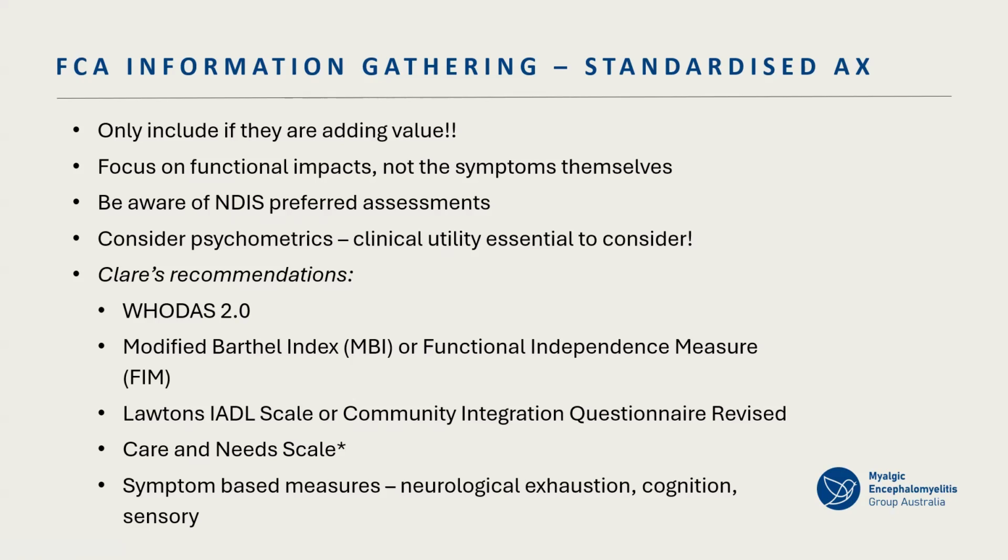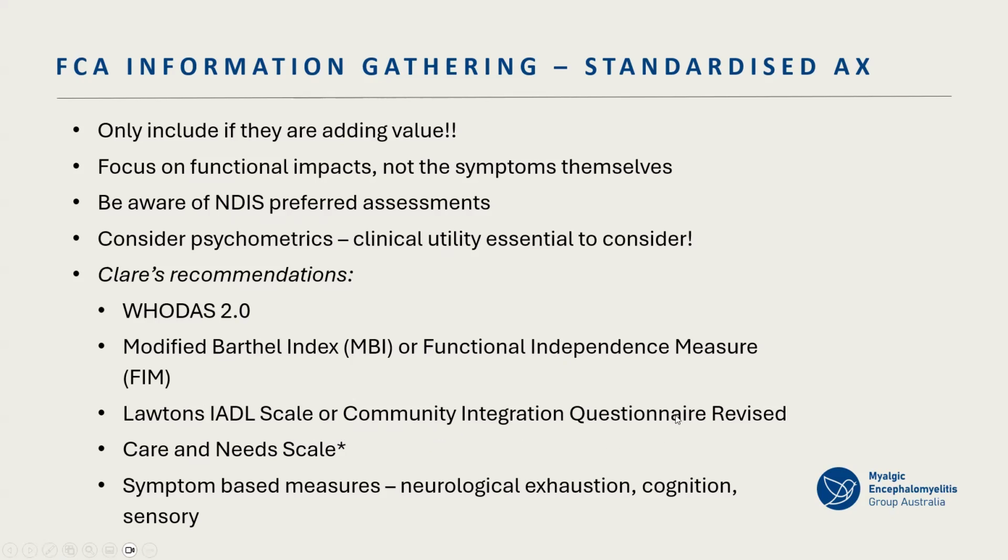So worth doing. In terms of an overall general functional type tool, the Modified Barthel Index, that's a free one. You don't need to go through training. There's an online calculator version as well, or the Functional Independence Measure. They do overlap, so I wouldn't do both, but I'd choose one of those. Same with the Lawton IADL scale or the Community Integration Questionnaire Revised.